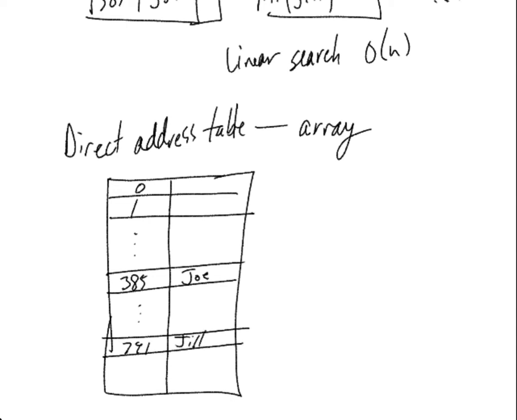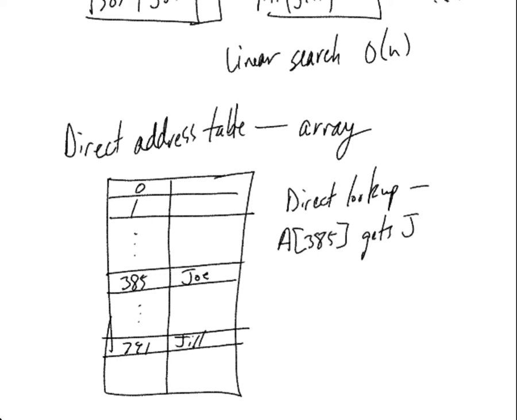And then we can directly access the record for Joe and Jill and any other student, and then get whatever other information we need, GPA or whatever. So this is a direct lookup, which means that the array at index 385 gets the Joe record. And this is a constant time lookup. So it's super efficient.